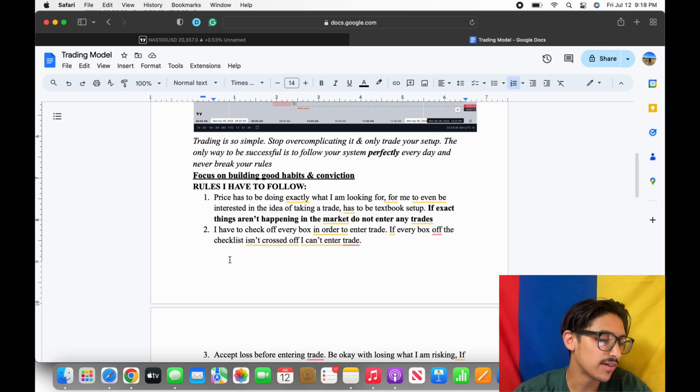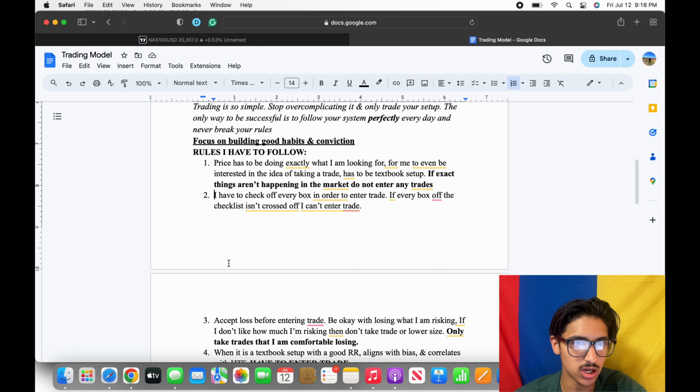Rule number 2, I have to check off every box in order to enter a trade. If every box on the checklist isn't crossed off, I can't enter a trade. I know I'm basically saying the same thing twice, I'm just rewording it, but that's how it has to be for me. I have to engrave it in my brain, so I say it twice in different wording. When I scroll down, I'll show you guys what I mean by that. I have a model checklist and a daily psychology rules checklist.